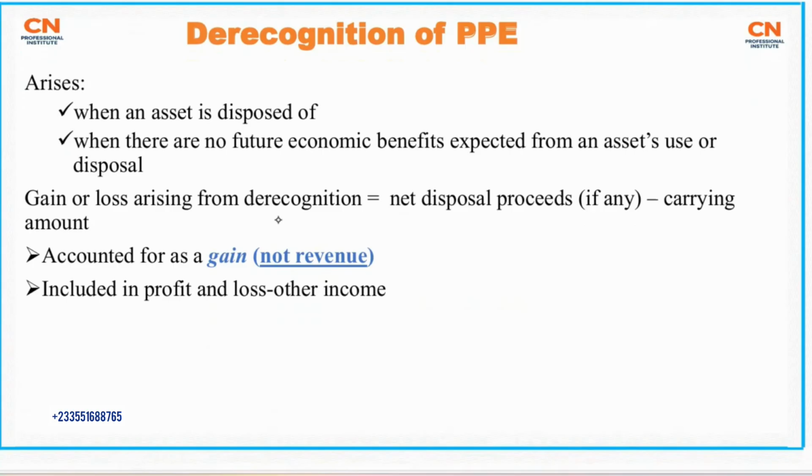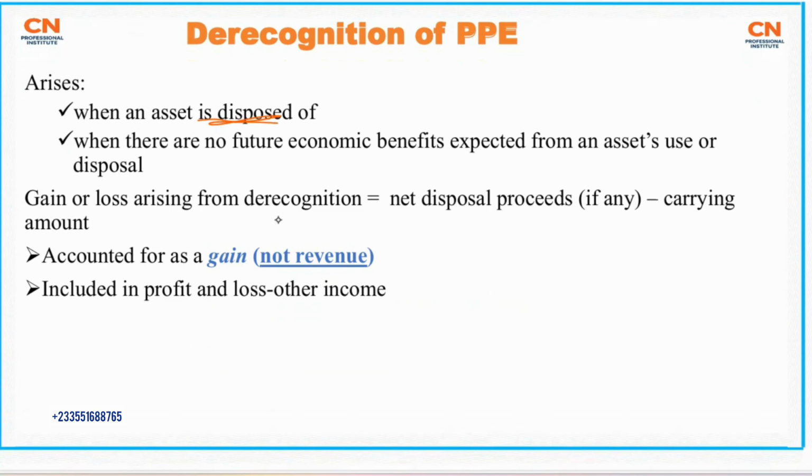You see, we did initial recognition. Now we want to derecognize. So when do you remove the PPE from your books? When do you derecognize it? Right? So we say derecognition arises when the asset is sold, is disposed of, or when there is no future economic benefit expected from the asset.